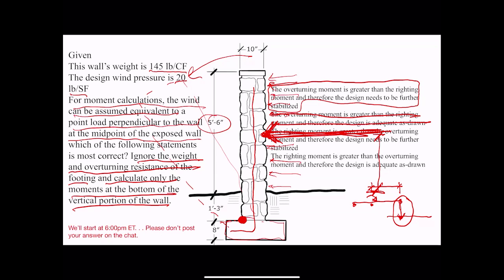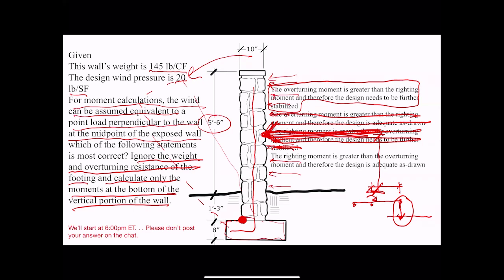And then this next one, the righting moment is greater than the overturning moment, and therefore the design needs to be further stabilized. You also should be able to intuit that that's not true. And so you may have to guess between the other two if you don't know how to do the math, which is probably okay, because there are so few. You will find questions like this where you need to be able to do structures calculations, but there are just so few of them. And structures calculations for many of us are very difficult. It may not be your best hour of studying to focus too much on the math.